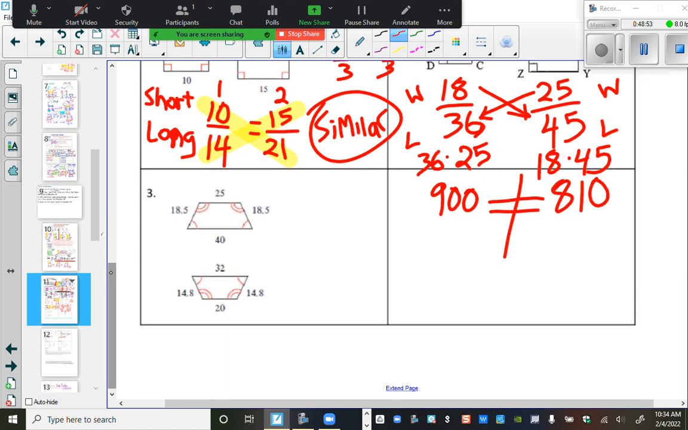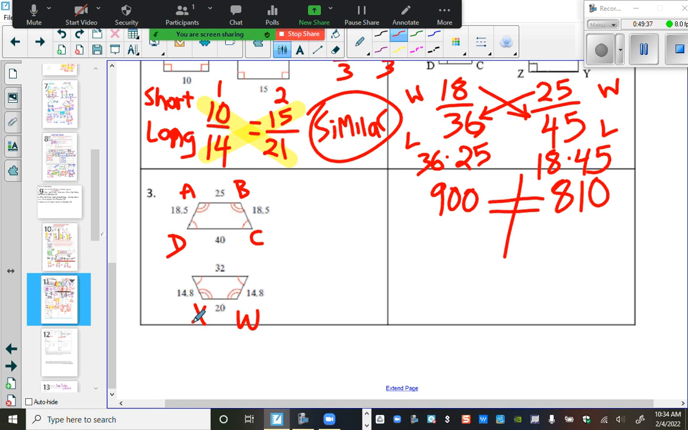Let's look at number 3. Okay, this one we've got to be a little tricky. We've got a couple of options here. You can label it A, B, C, D, W, X, Y, Z. I'm okay with that. However, you've got to be very careful, because are the trapezoids facing the same direction? No, they're going opposite. The small side's going on top, while the small side for the other one is going towards the bottom.